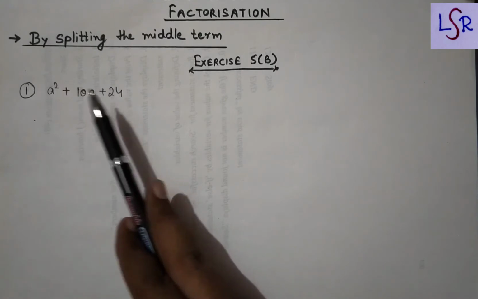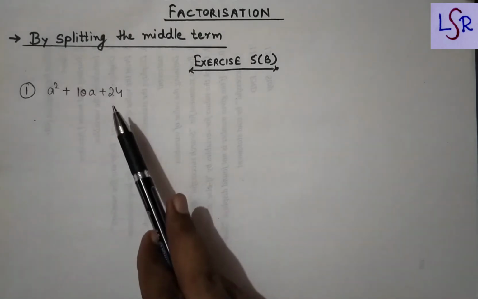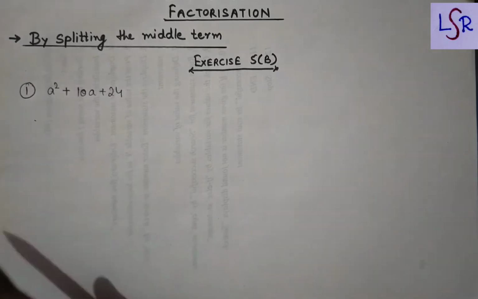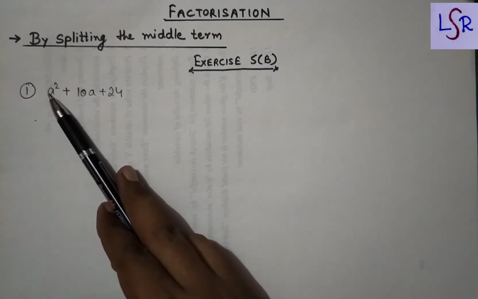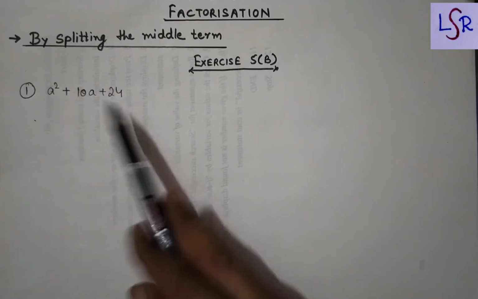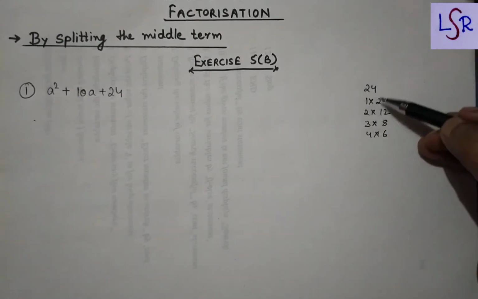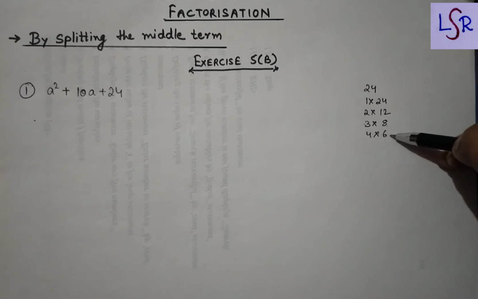For that we are going to multiply 24 by the coefficient of a square. As we see, here we aren't having anything as a coefficient, so we will be taking 1 as the coefficient of a square. So 1 into 24 is 24, and here are the factors of 24: 1 into 24, 2 into 12, 3 into 8, and 4 into 6.